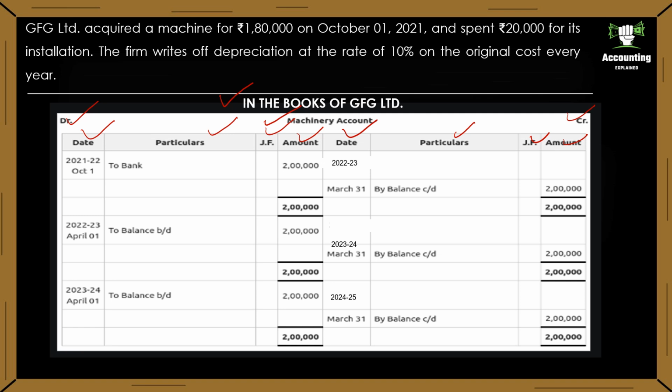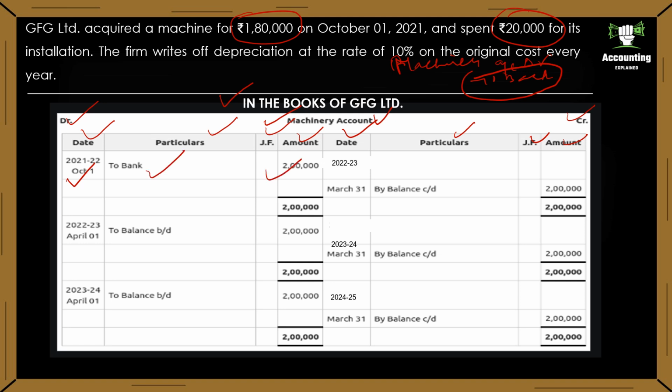Okay, first for purchase of machinery, 1,80,000 plus 20,000, 2 lakhs is the cost we have to take to the books. That is what we saw. So the journal entry for purchase of machinery is machinery account debit to bank, right? So here we have opened machinery account. In the journal entry we have credited bank account. Now in the machinery account we are going to debit bank account. We have purchased on October 1, 21-22. So to bank 2 lakhs.